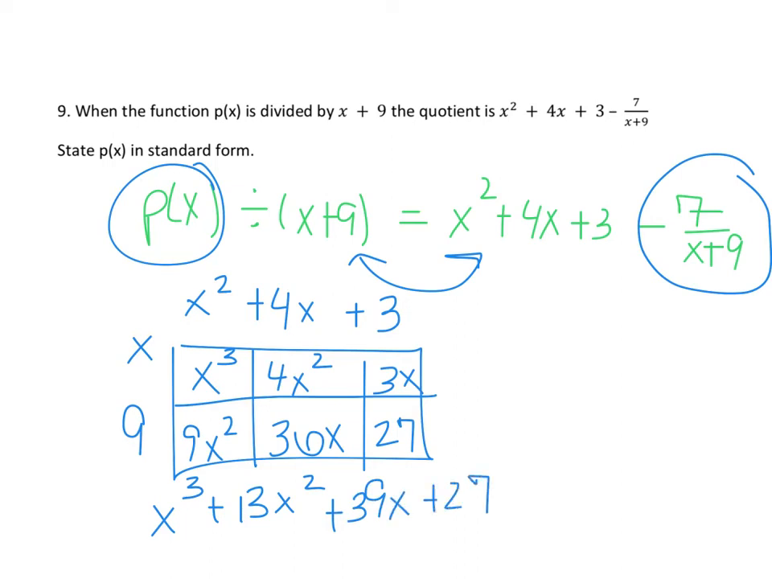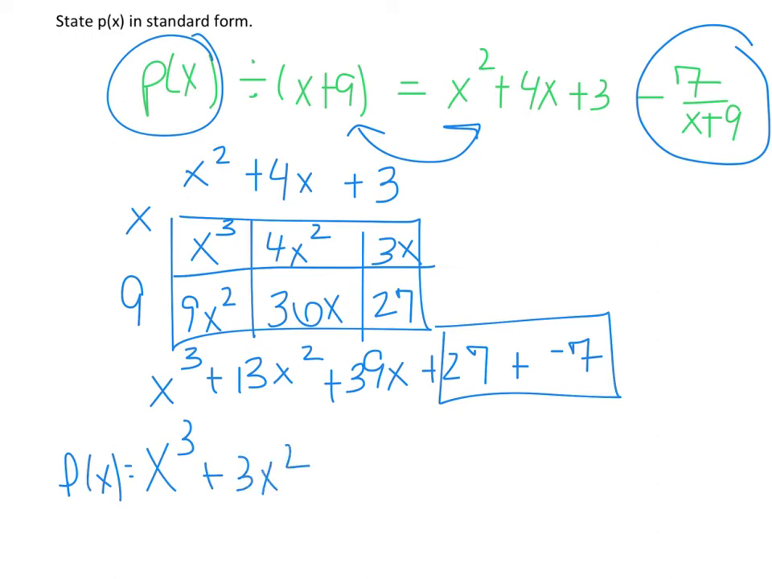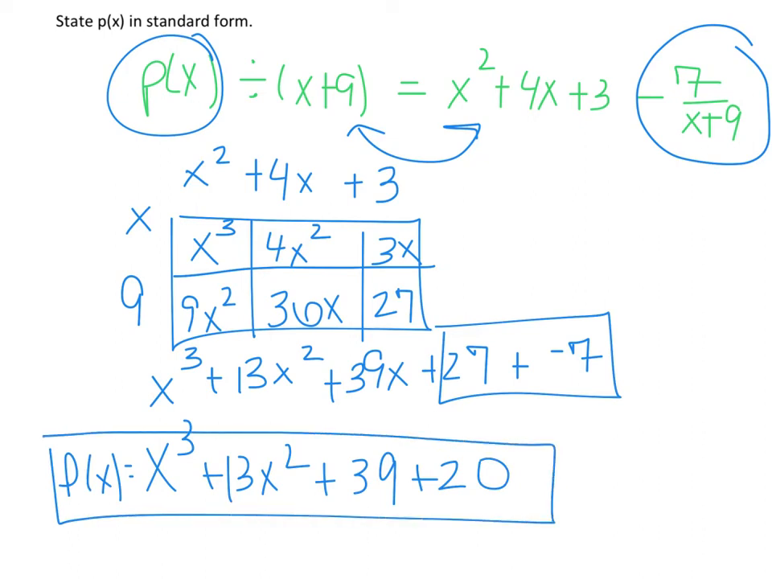Now I'm going to add on this remainder of negative 7, because that's what's left over with this polynomial. These combine, and p of x is now x cubed plus 13x squared plus 39x, and then 27 plus negative 7 is 20. Now if you want to know you got the right polynomial, plug in negative 9 for all the x's, because this is x plus 9, and you should get out negative 7. That's how I checked myself.